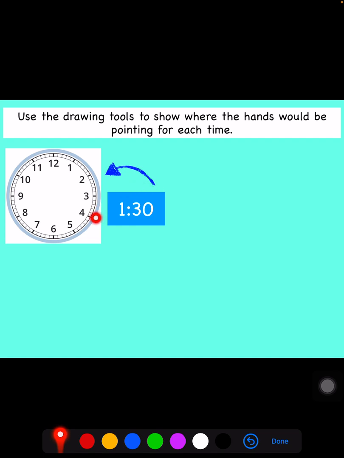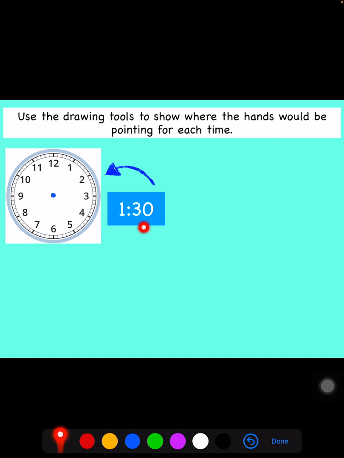The time that we're given is 1:30. Everybody say 1:30. Good. The hour is 1 and the minutes are 30. Now I'm going to draw this clock and make it say 1:30 on it. I start with my dot in the very center, and I'm going to do my hour first. I know that my hour is 1.